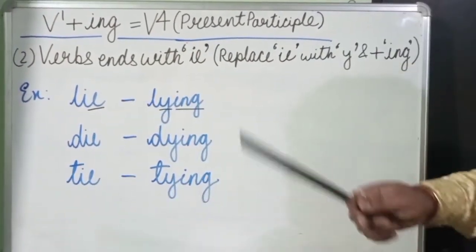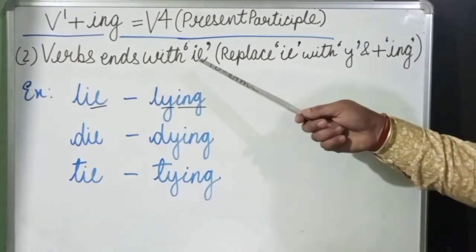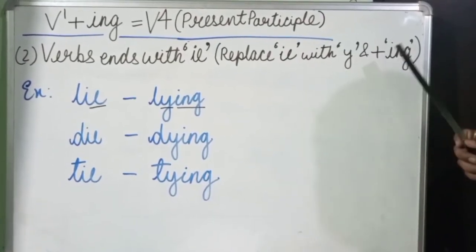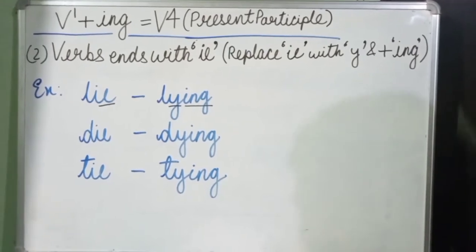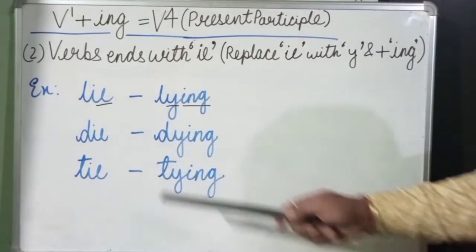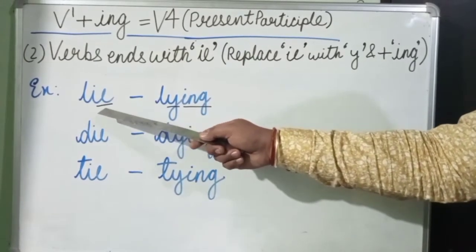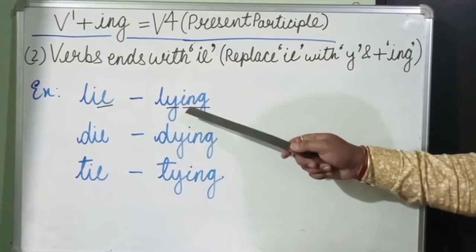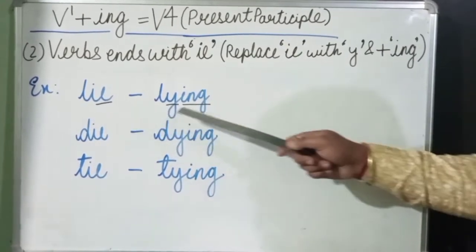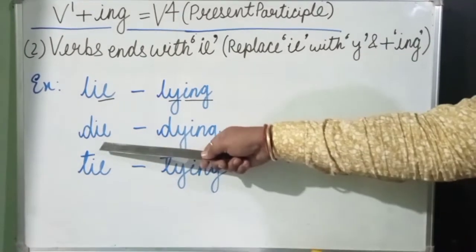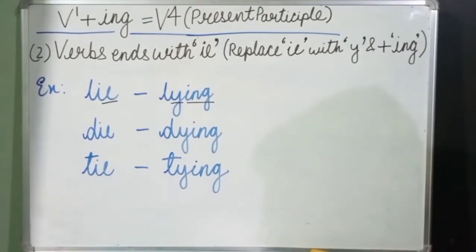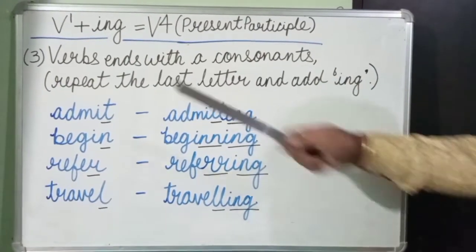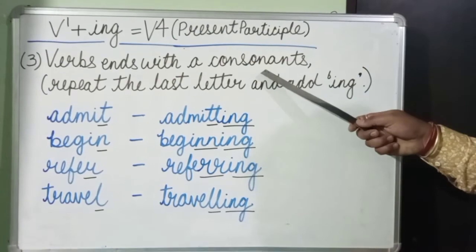Number second, for the verbs that end with ie, we have to replace ie with y and we have to add ing. For example, lie. Here it ends with ie. So we have to replace ie with y and then we have to add ing. So lie becomes lying. Die becomes dying. And tie becomes tying.